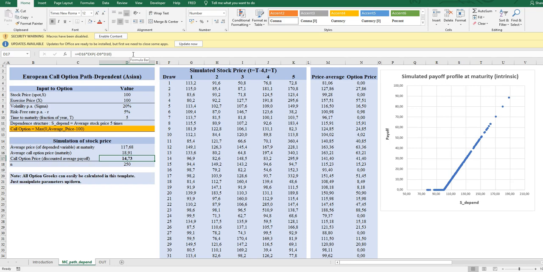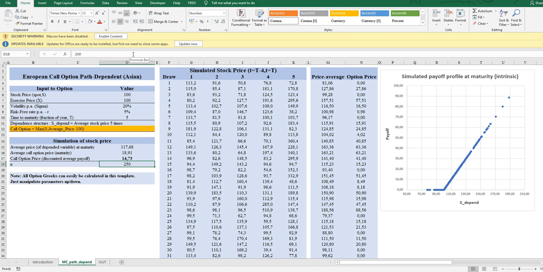And the same we could have done with a put or any other. We could have changed the average to 3 days or 2 days and so on. The idea here is that it's quite easy to calculate these more complex products as long as you use a simulation.